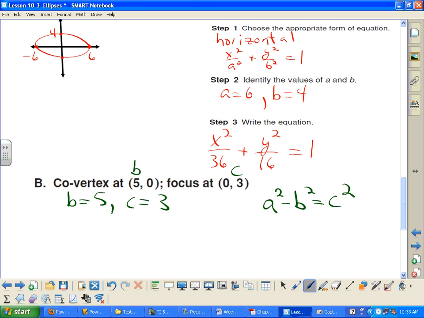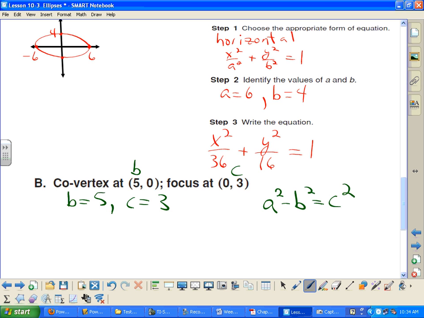Okay, why do you know it's vertical? Because the covertex is (5, 0), and the other one is (0, 4). Okay, the covertex is on the x-axis, right? So since the covertex is on the x-axis, I know that it's got to be stretched vertically. Also, the focus is on the y-axis, so it has to be stretched vertically. Focus and vertex are always on the same axis, whichever way it's stretched.